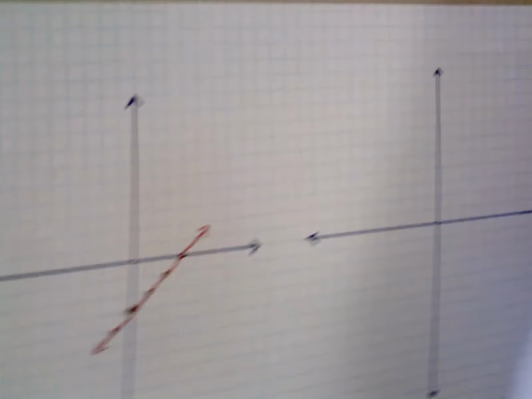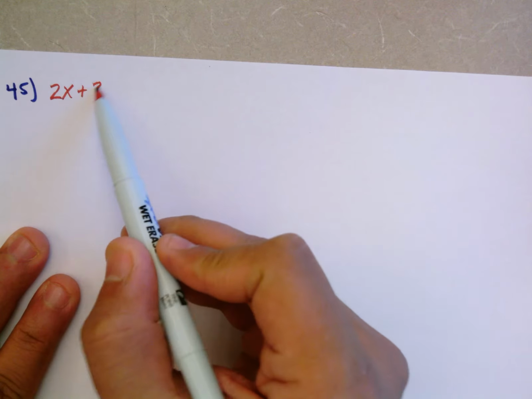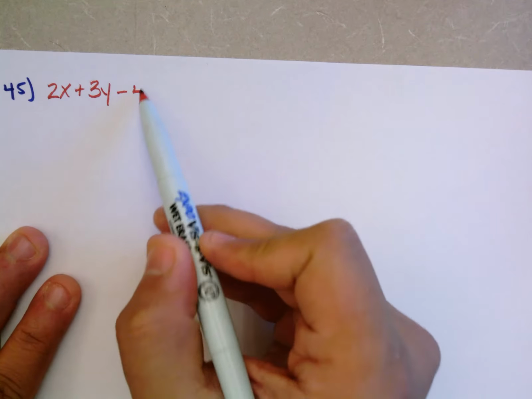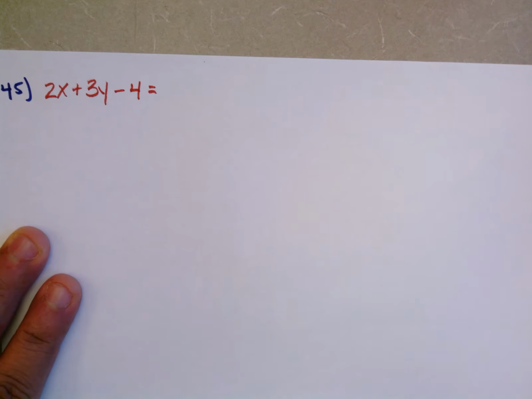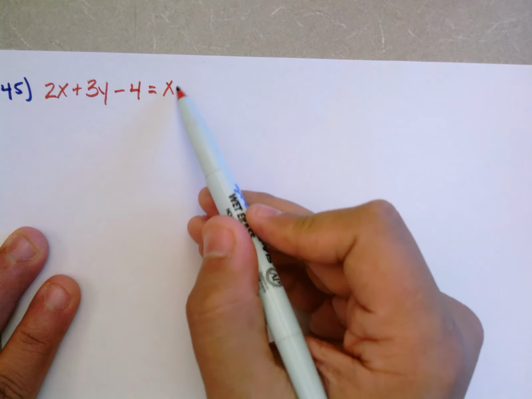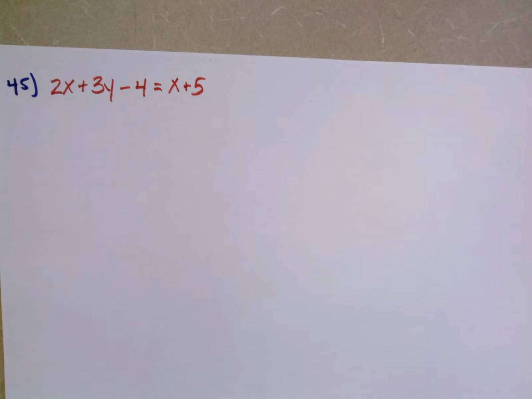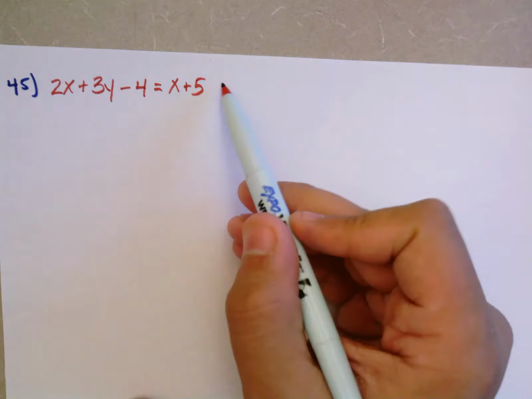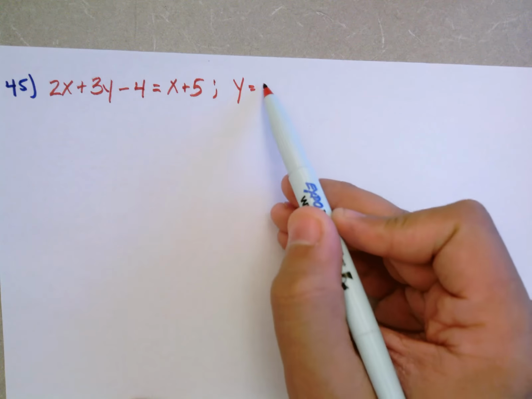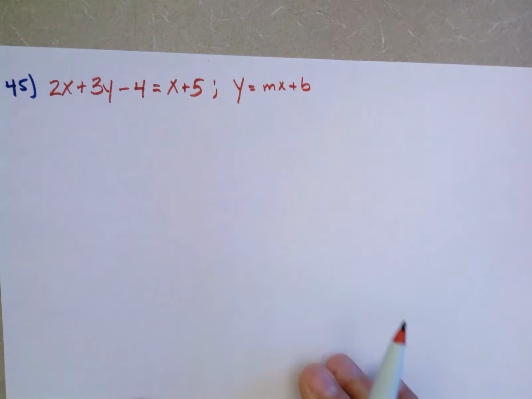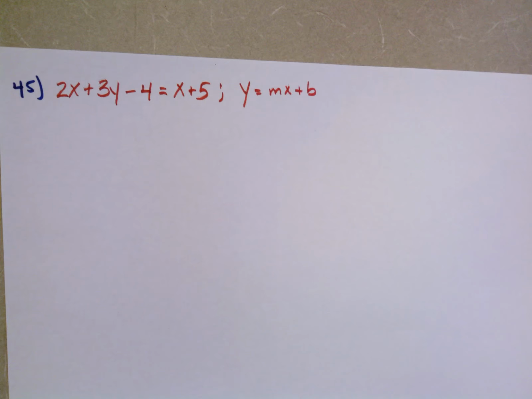The next one I'd like to look at is number 45. Number 45 reads 2x plus 3y minus 4 is equal to x plus 5. Again, I want it to look like this y equals mx plus b. So I'm going to move some terms around.